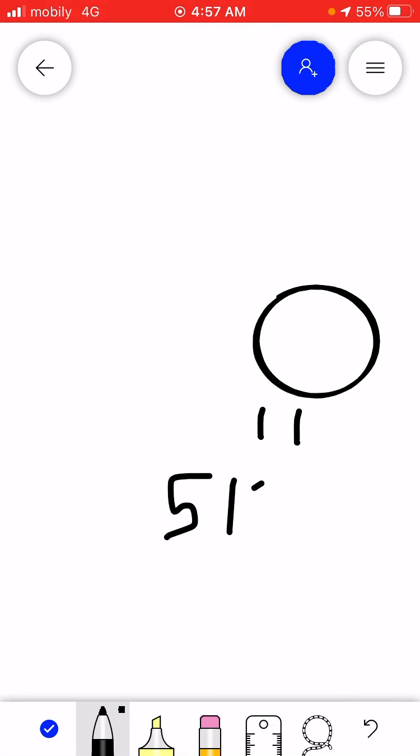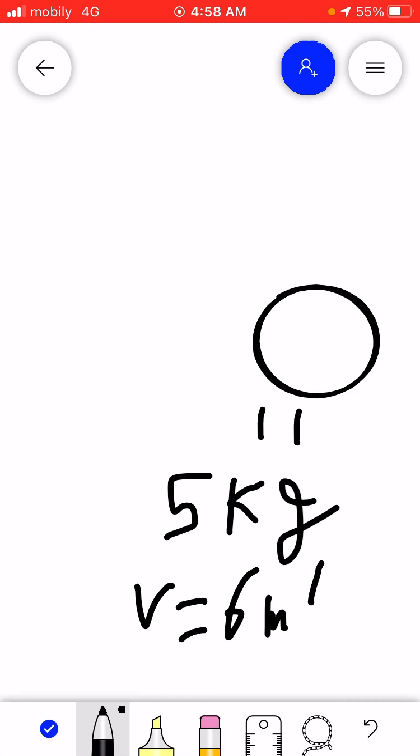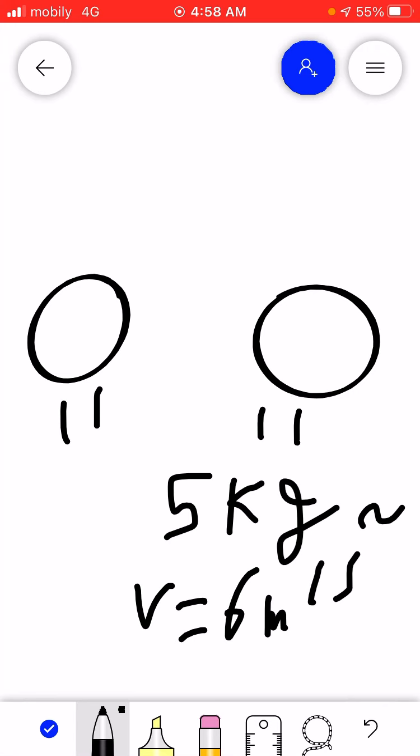Basically, if we have a ball with a mass equal to 5 kilograms, all right, and the velocity equals 6 meters per second square. All right, and we have another ball, basically 4 kilograms the mass.